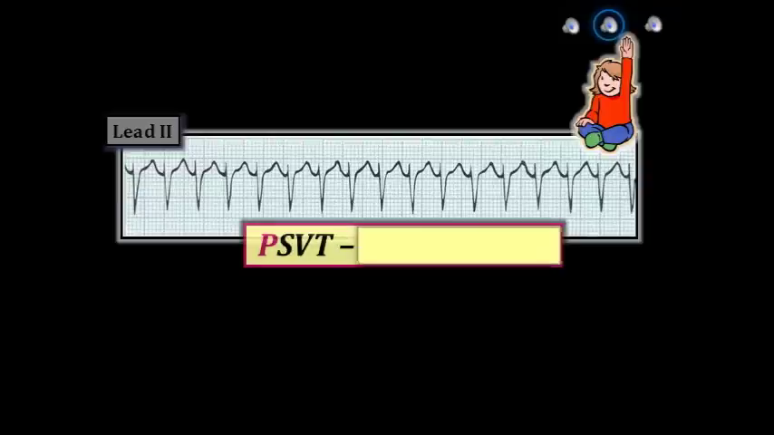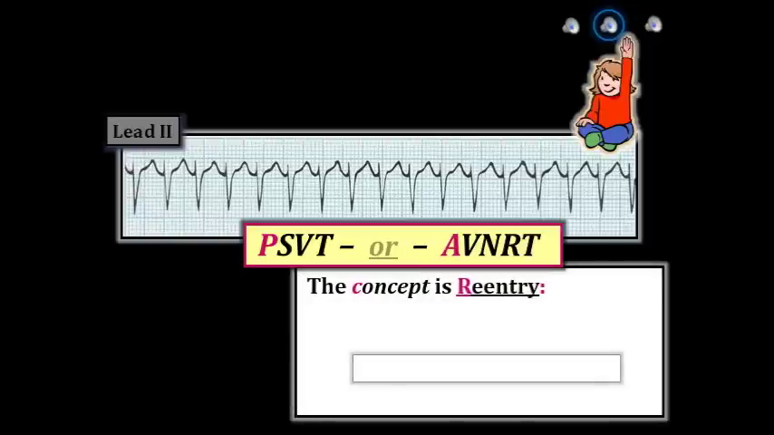The rhythm is PSVT, which stands for Paroxysmal Supraventricular Tachycardia. Another, probably better name for this rhythm is AVNRT, or AV Nodal Reentry Tachycardia. For our purposes, we'll treat these two terms as synonyms. The important concept for this rhythm is reentry. PSVT, or AVNRT, is a reentry SVT rhythm.